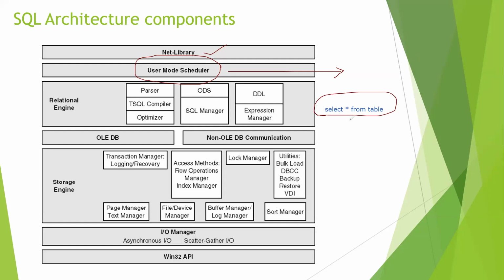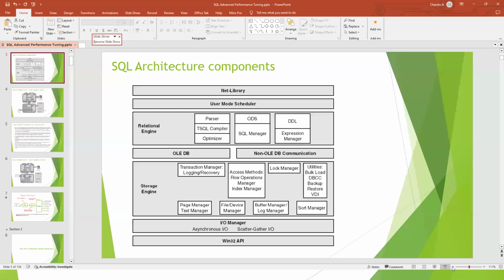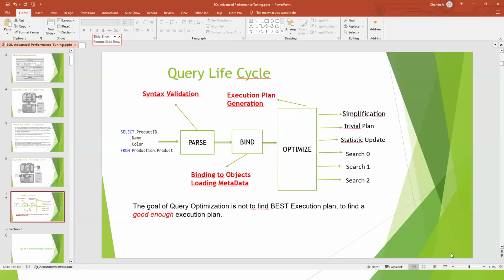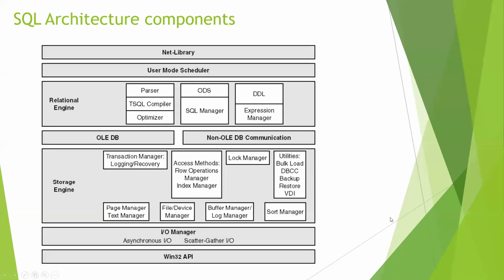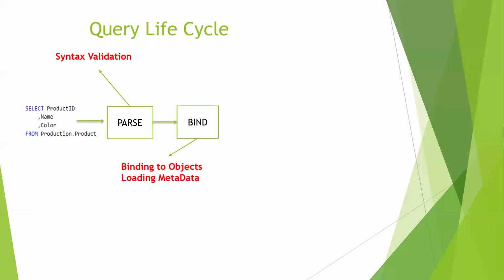So what happens once it is connected to the SQL server? Who will execute it? How will this be executed? And where does this query execute? So that is what is called UMS, user mode scheduler. That is the topic that we are going to discuss, to understand how the query is processed with its execution, right?